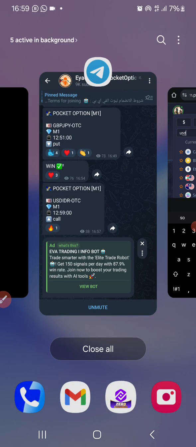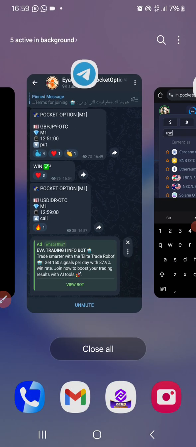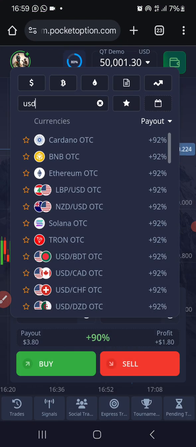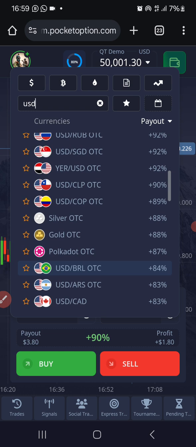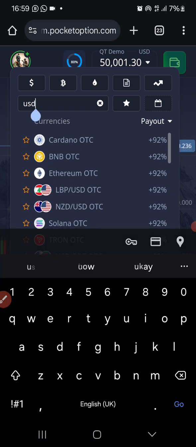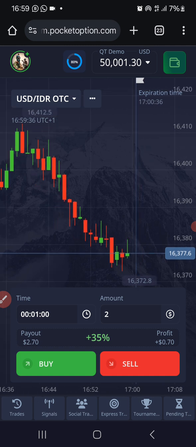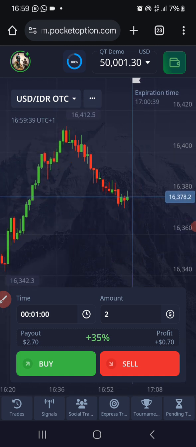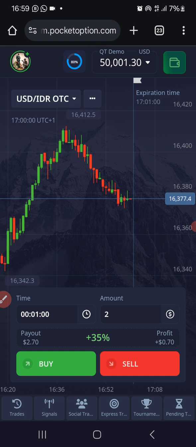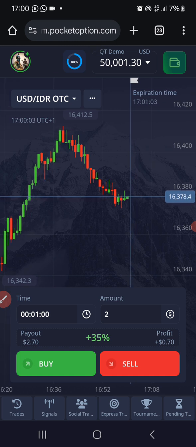The signal is USD IDR. We want to look for that pair right now, the OTC pair. Look at it here. You can see that we also note the payout. Now this USD IDR is just a 35% payout. So I don't advise that you trade this kind of trade, because if you trade with $1, for instance, you would just be getting 3.5 cents, which is very, very low. Risking your money for that is very, very low.